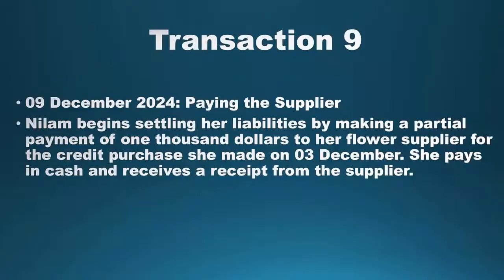This one involves paying off part of a liability, so let's break it down step by step. Transaction 9. Payment of $1,000 to supplier.